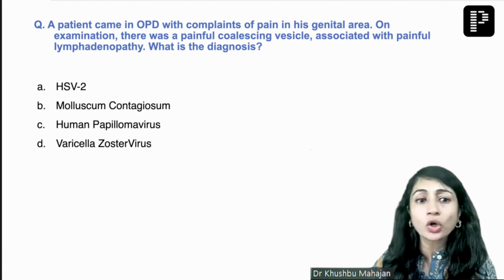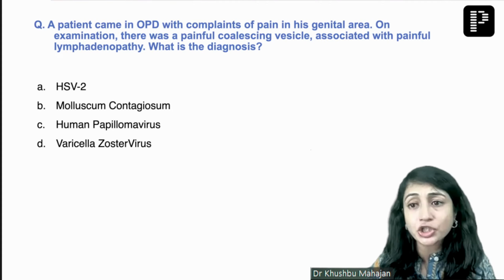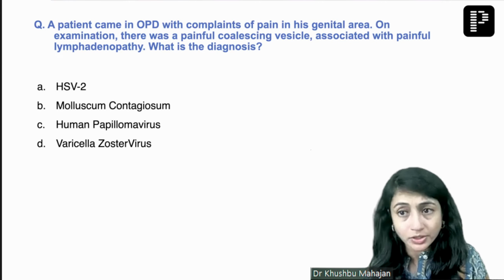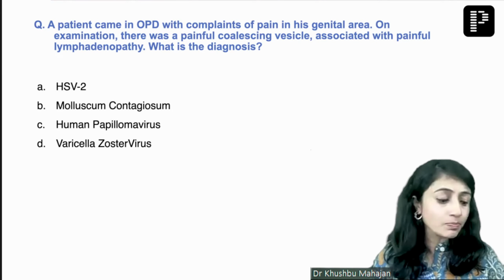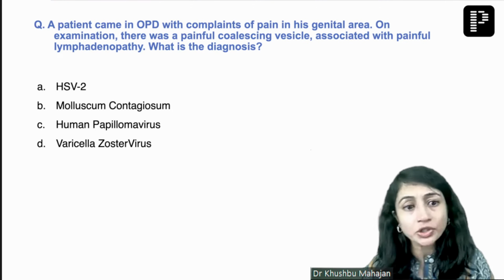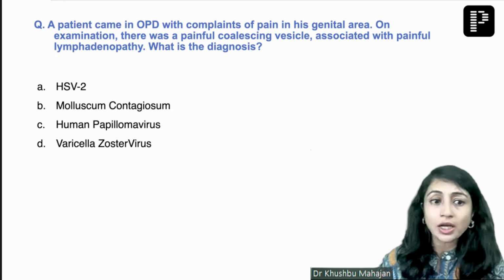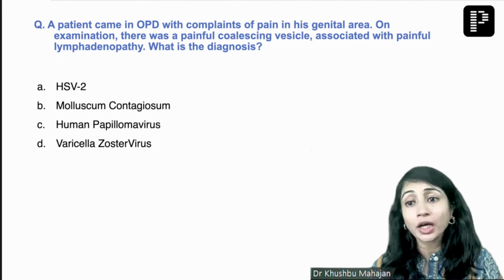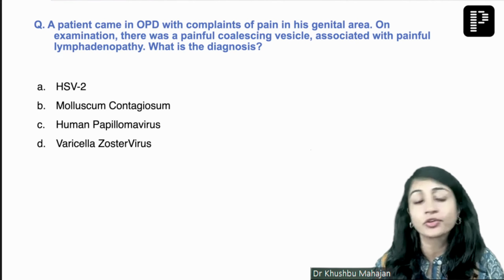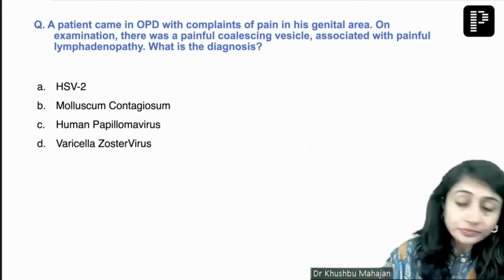The other options, molluscum and human papilloma virus, are never painful. They are painless lesions. Varicella zoster virus, if they wanted to give you that, would have given a dermatomal distribution and would not give you painful coalescing vesicles. So here again, the question and the answers were straightforward, and HSV2 would be the answer here. But again, I would encourage all of you to give me more options, or if you think there was anything different in the question, kindly put it in the chat box so that we can discuss it further.